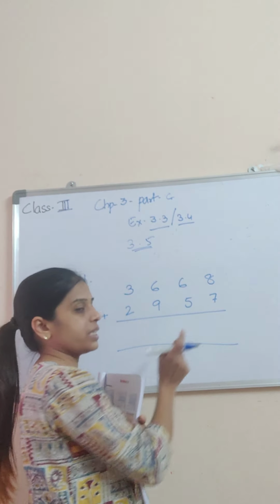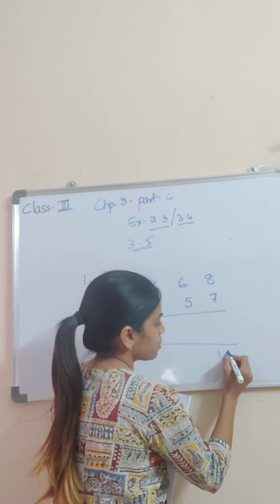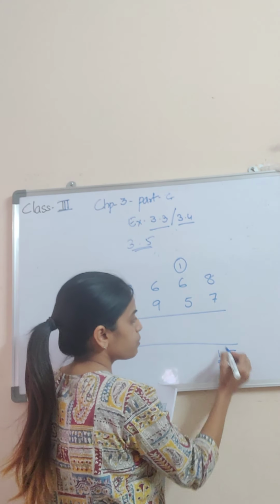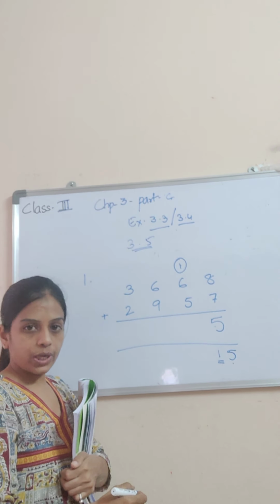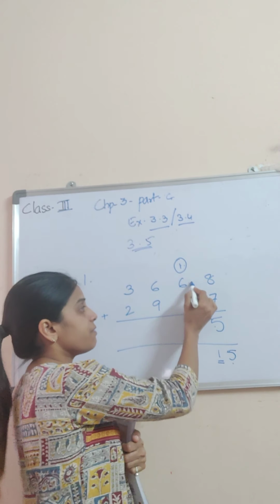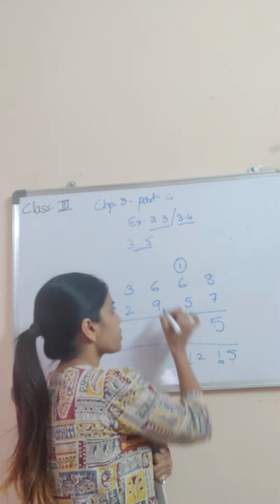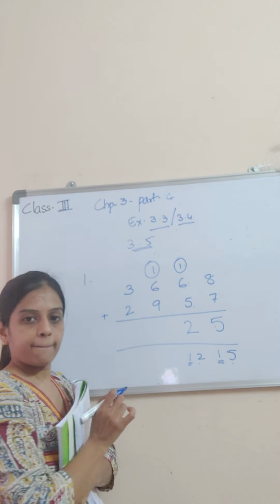Now, 8 and 7. 8 in your mind, 7 on your fingers. The answer is 15. So, how will you write? This 1 will be carried here and this 5 you will write here. Okay, now add these. 1 and 6 is 7. 7 and 5 is 12. Now look, here also 12 came. That means this 1 we will carry here and this 2 we will write here.